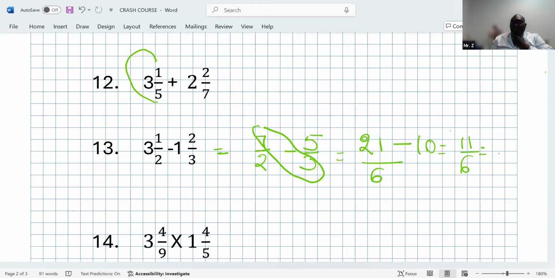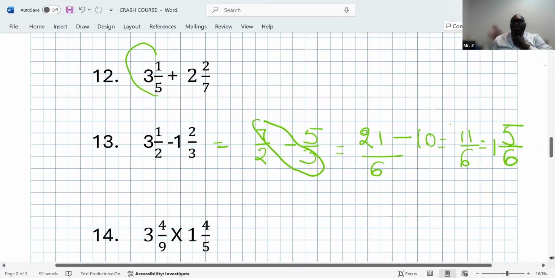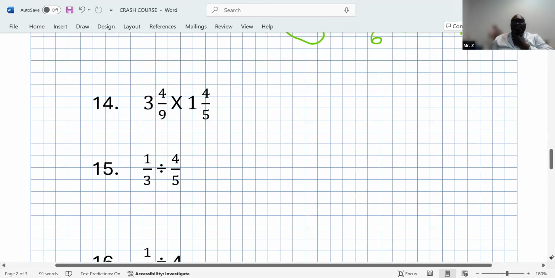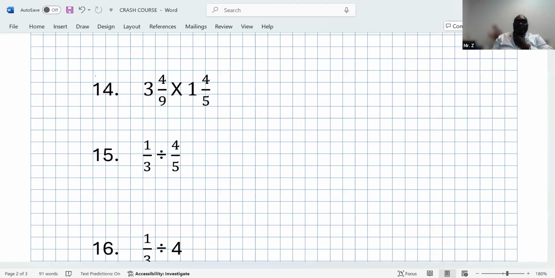So 6 goes into 11 only one time. You keep the same denominator right there. The difference between 11 and 6 is 5. All right. Now, how do you multiply a mixed number? Same concept. You have to convert this to an improper fraction first.